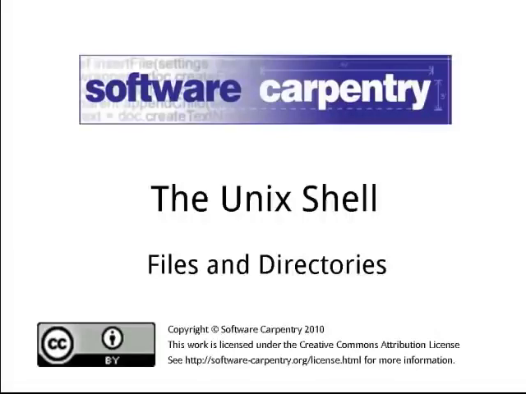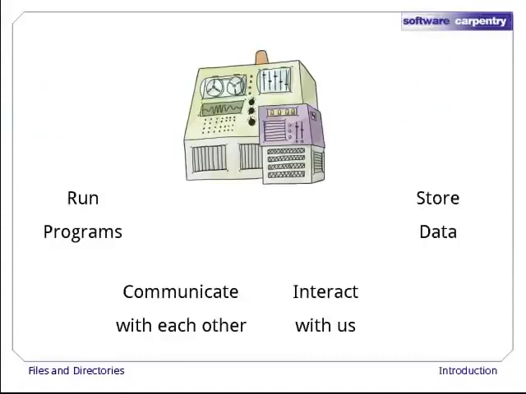In this episode, we'll have a look at how files and directories are organized and how to navigate around them. As we said in the last episode, a computer has four main jobs: run programs, store data, communicate with other computers, and interact with us.